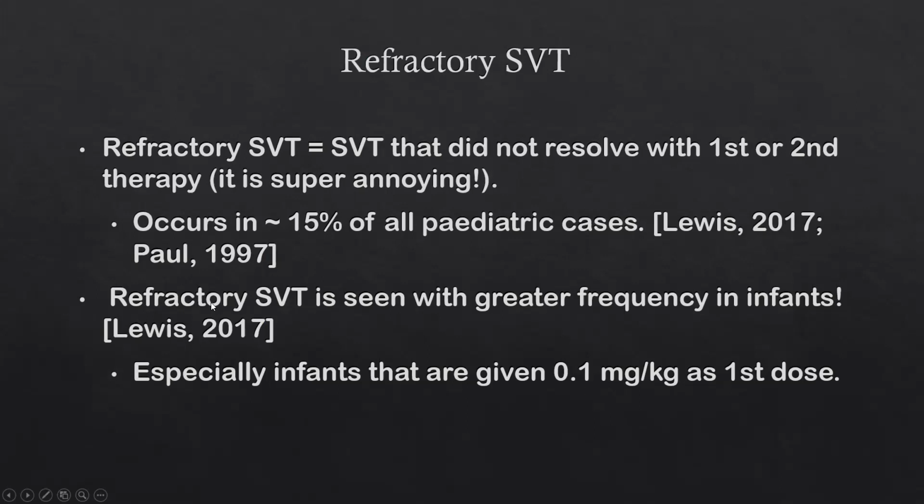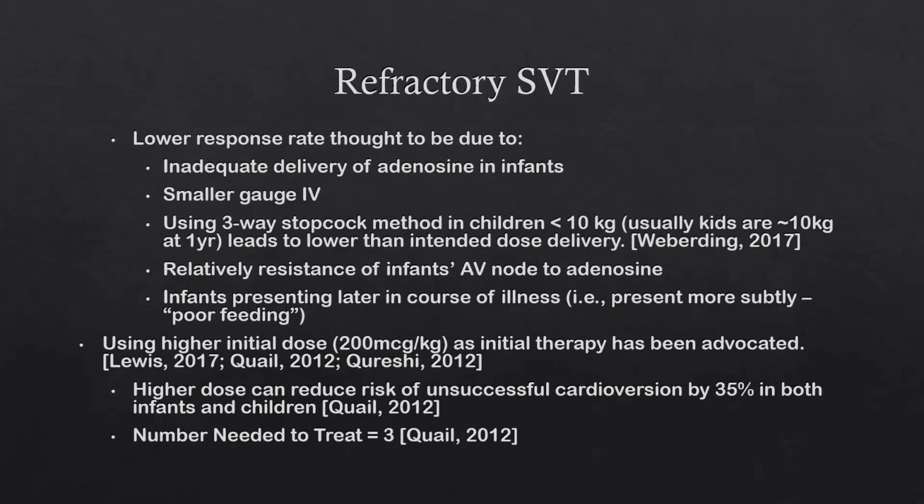Refractory SVT is seen with greater frequency in infants, especially those given 100 mcg per kilo as the first dose. The lower response rate may be due to, as we spoke about with the 5 Ds before, inadequate delivery or small-gauge IV, and using the three-way stopcock method in children below 10 kilo.